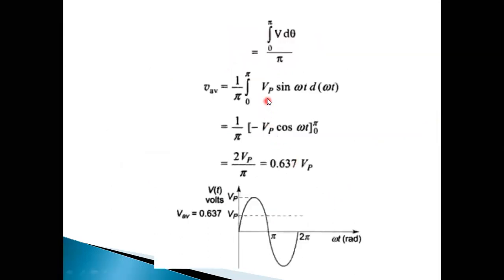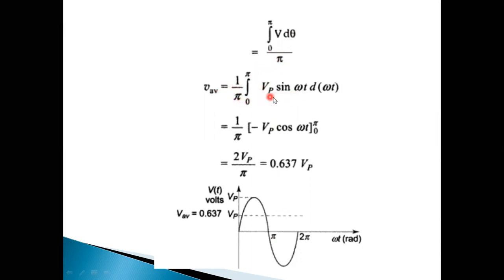That one is equal to the integral over the time period. For the full cycle it is 2 pi, but I would like to consider only half a cycle, that is pi. So the integral from 0 to pi of v dt, divided by the time period, which here is pi. V average is equal to 1 by pi times the integral from 0 to pi.